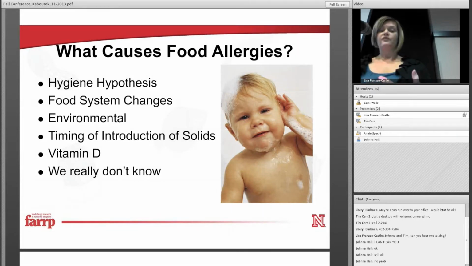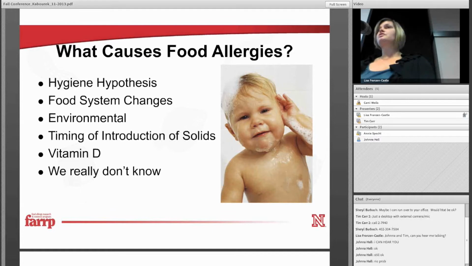There have been some food system changes. China has virtually no peanut allergy, but they boil their peanuts in China and we roast our peanuts in the US. So is there some connection there? Environmental, we know that there is also some genetic components. There is some thought of timing of introduction of solids in our infants.